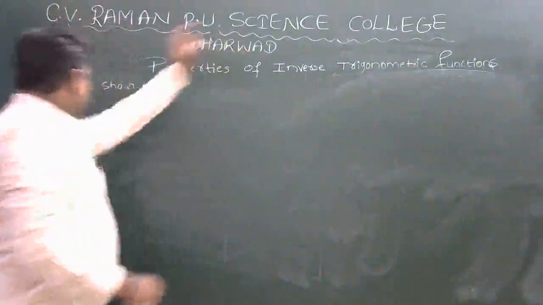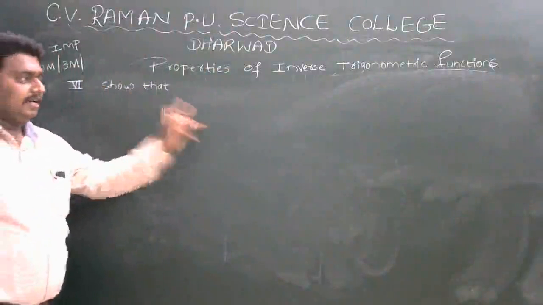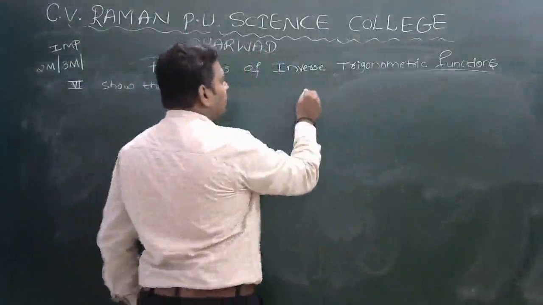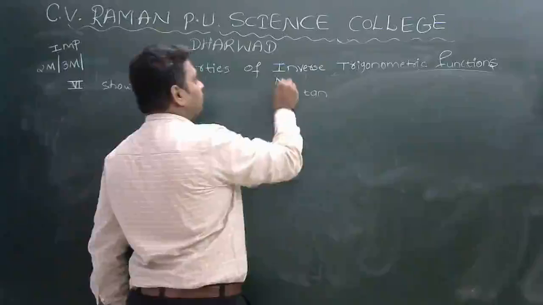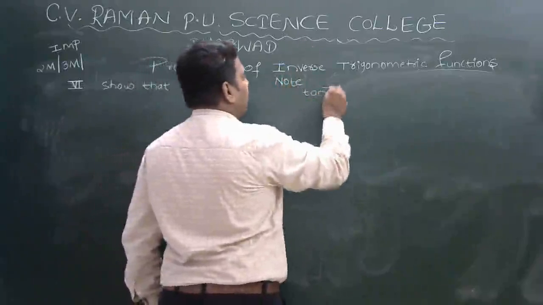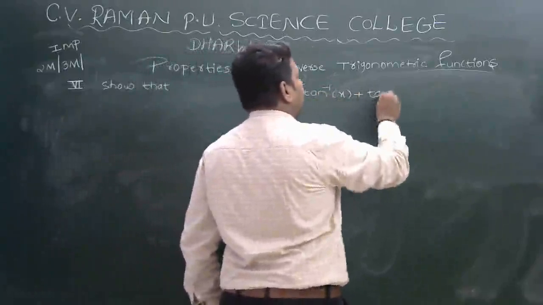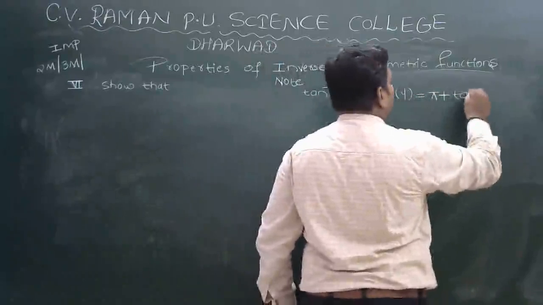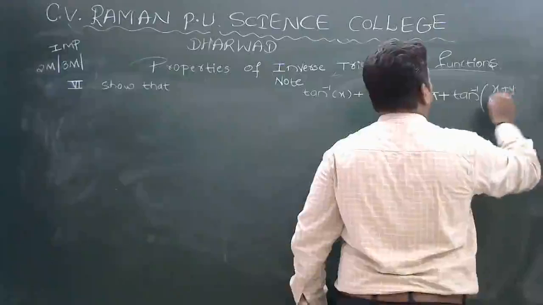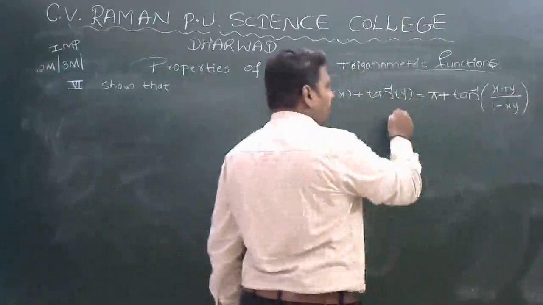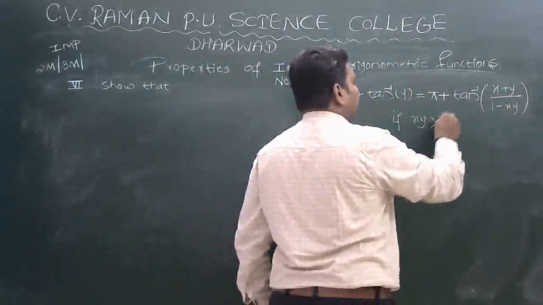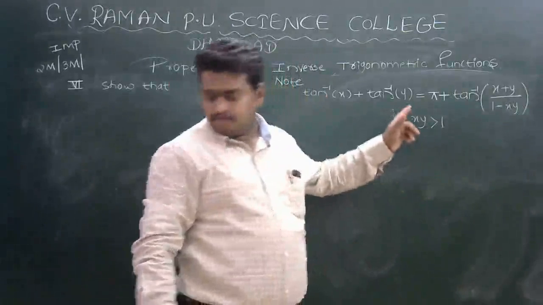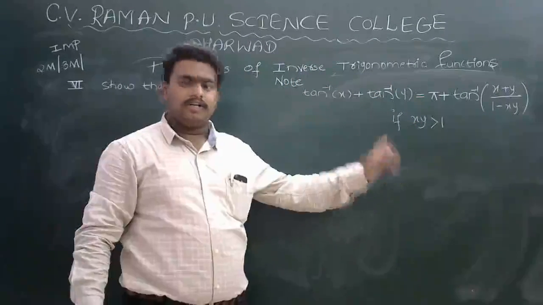Okay. So before we go for property 6, let me give an important note. It will be very helpful for your CET. Just make this one as a note. Tan inverse of x plus tan inverse of y will be pi plus tan inverse of (x plus y) whole divided by 1 minus xy, if your xy value is greater than 1. If your xy value is greater than 1, that time we are going to use this result. Got it?